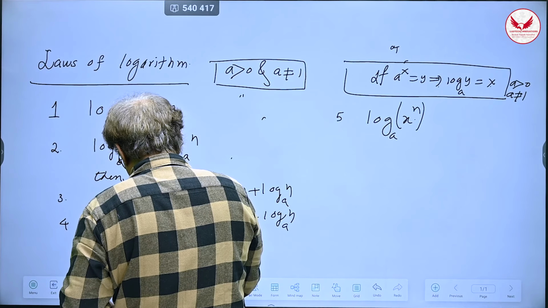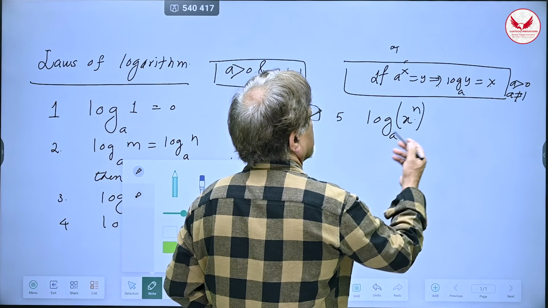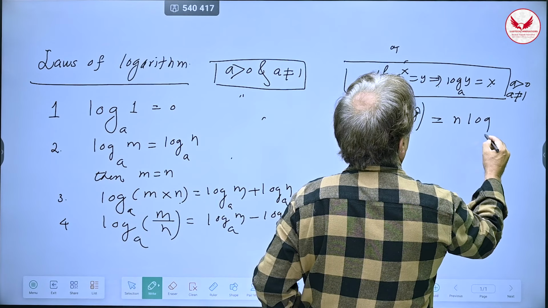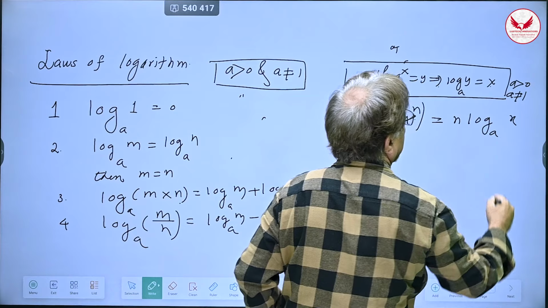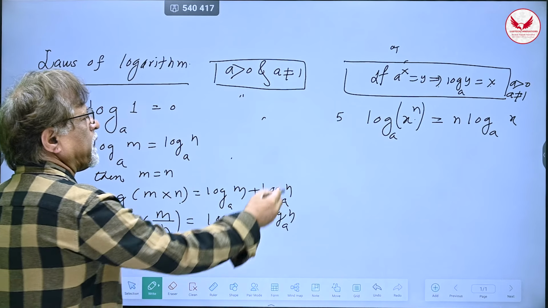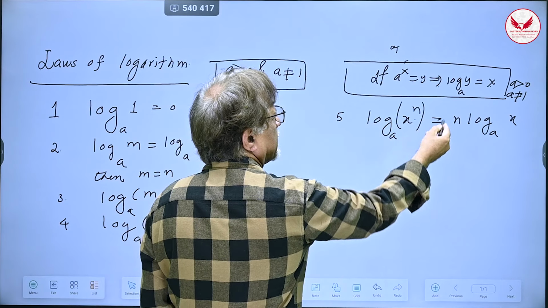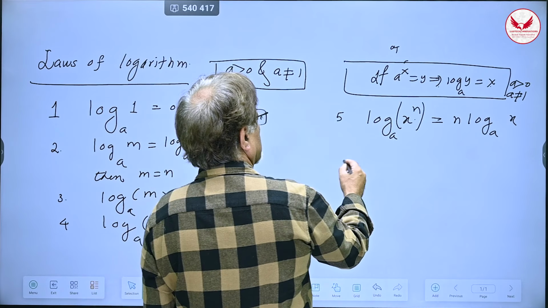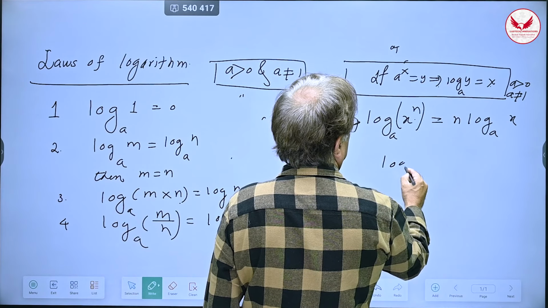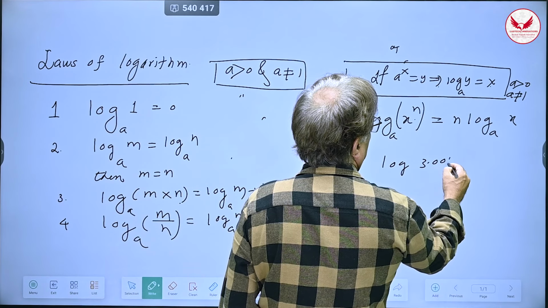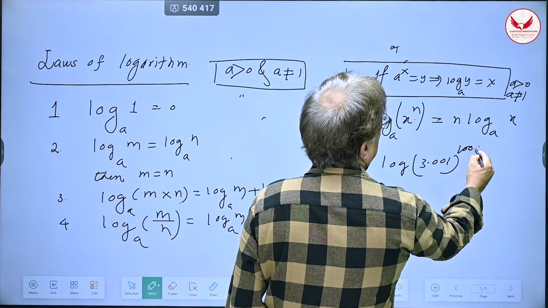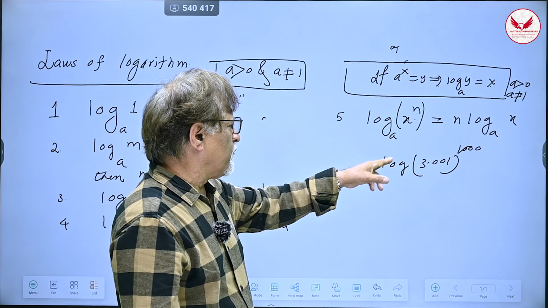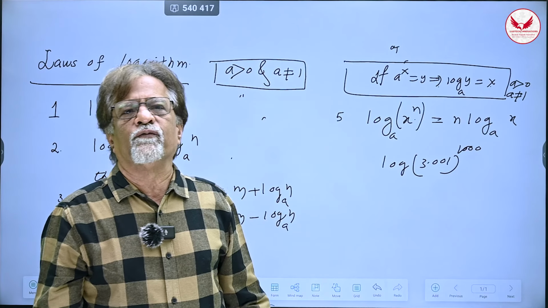So now, according to this law, I told you that it will always take one step easier. So this means n times log of x to the base a. Correct? So this power comes down here, right, and becomes multiplication. Okay. So just imagine you want to find out something like 3.001 raised to 1000. Now, according to this law, it is just 1000 times log of 3.001. And how to find out log?